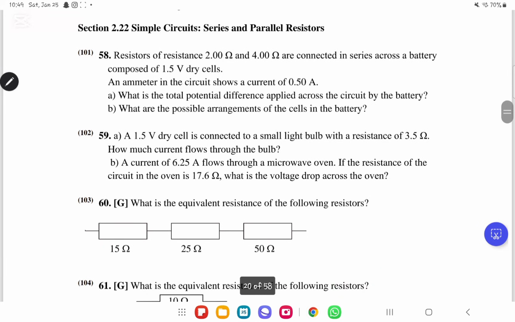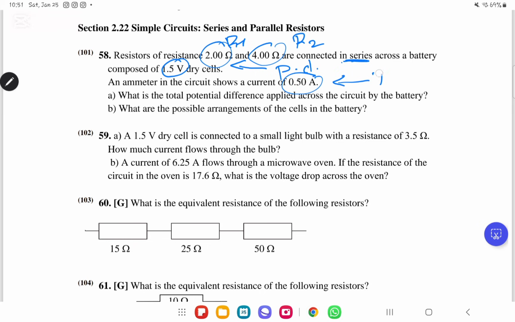So moving on to section number 22, simple circuit, series and parallel resistors. So the resistors, we have resistance 1 of 2 ohm, then resistance 2 is 4 ohm, connected in series across a battery composed of 1.5 volt dry cells. So over here, this is our potential difference or voltage. An ammeter in the circuit shows a current of 0.5 amperes, so this is our current. They said, what is the total potential difference applied across the circuit by the battery?